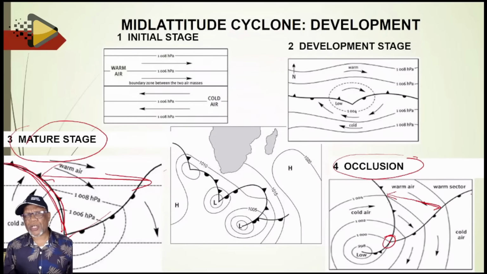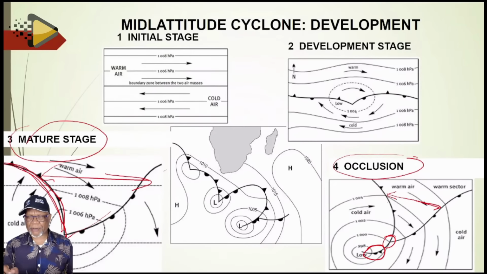Because of the gentle gradient of the warm front, that is why the cold front catches up with the warm front. And then we're going to have this stage whereby the two fronts are together, because the front that is faster managed to catch up with the warm front. And then what are we looking at here?